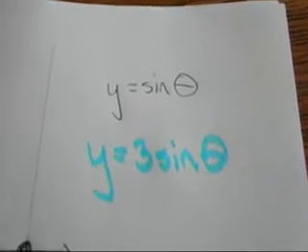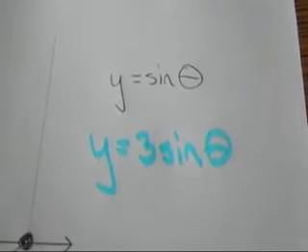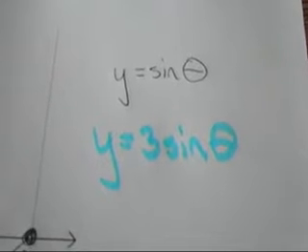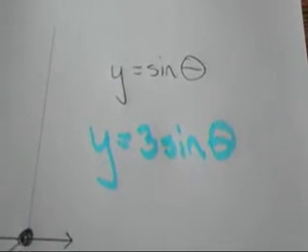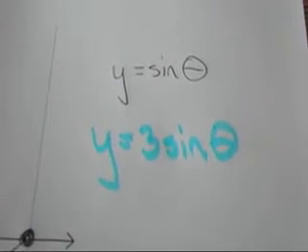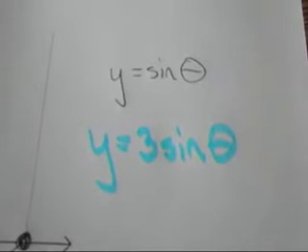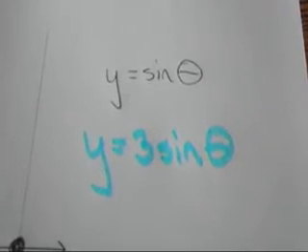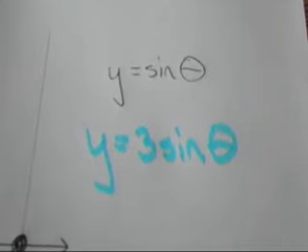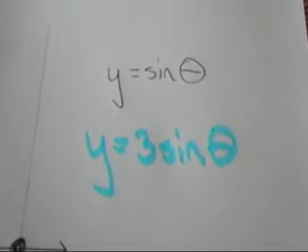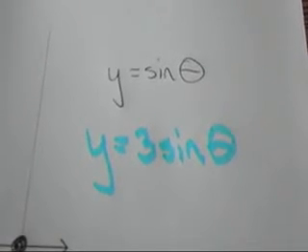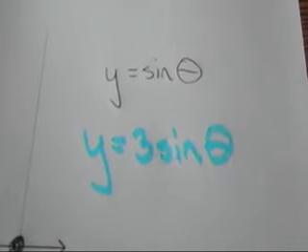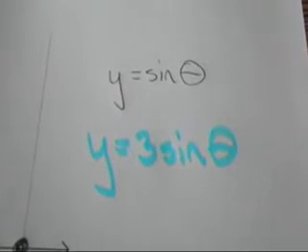Well, now let's compare the parent function, y equals the sine of theta, to the child, y equals 3 sine of theta. Remember that the 3 is the a value. The a value tells you your amplitude. Your amplitude tells you how far up and how far down from the middle of your wave you will travel.